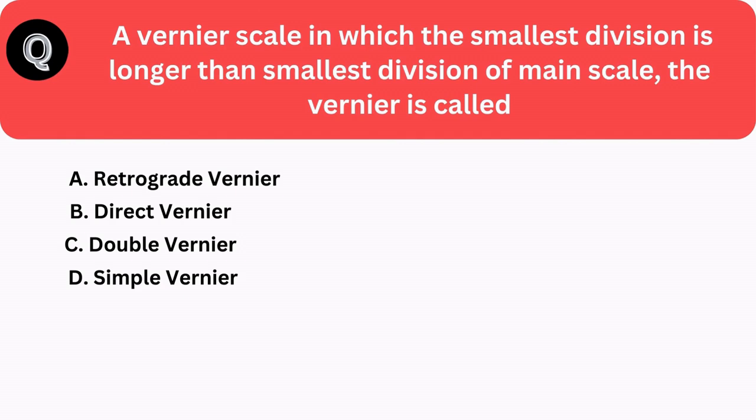A vernier scale in which the smallest division is longer than the smallest division of the main scale, the vernier is called: Option A, retrograde vernier. Option B, direct vernier. Option C, double vernier. Option D, simple vernier. Answer A, retrograde vernier.